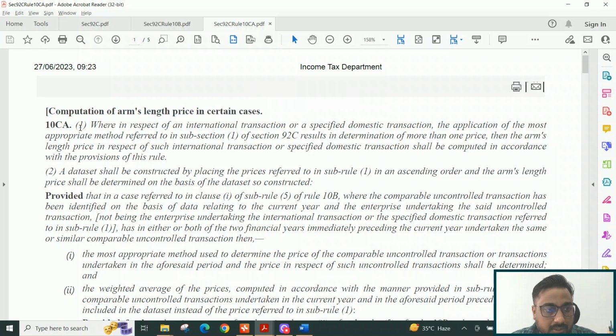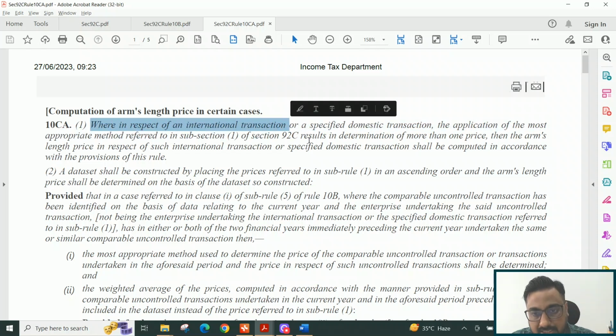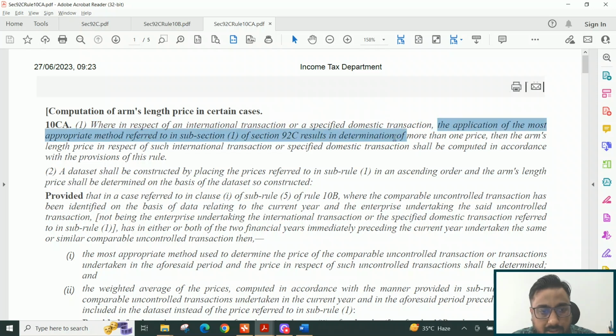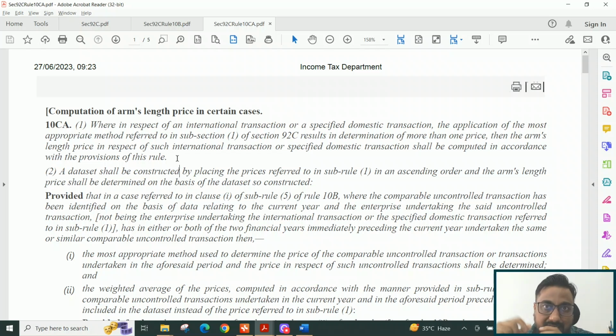Now what Rule 10CA sub-rule 1 says is that where, in respect of an international transaction or an SDT, the application of the most appropriate method referred to in sub-section 1 of 92C results in determination of more than one price, then the arm's length price in respect of such international transaction or SDT shall be computed in accordance with the provisions of this rule. So when you have more than one ALP in your data set, then you are required to compute the arm's length price as per the provisions given under this particular rule, that is Rule 10CA.